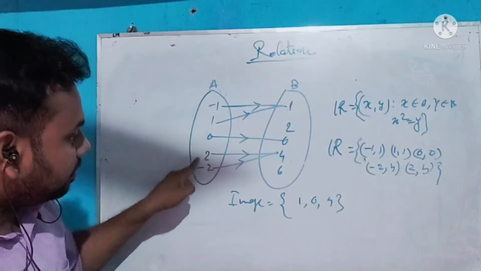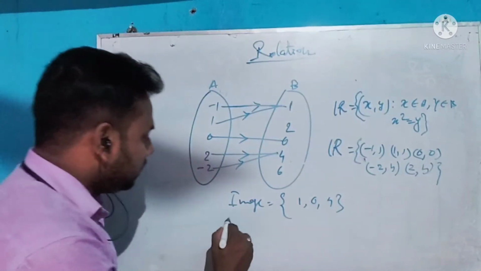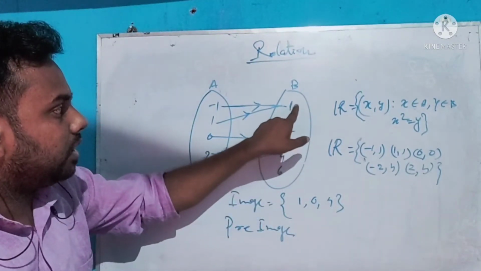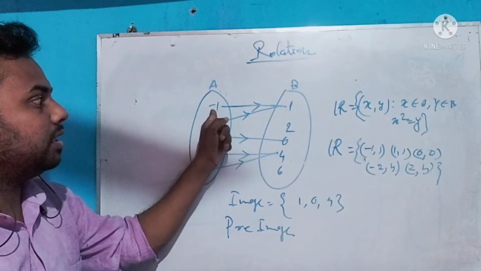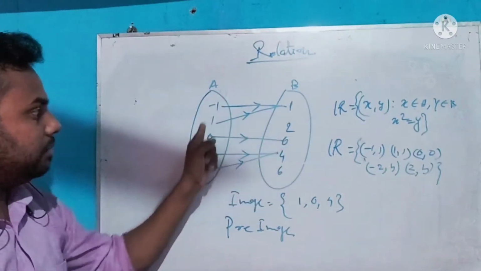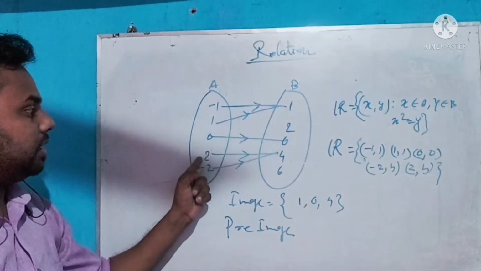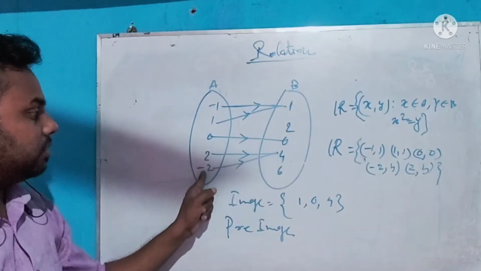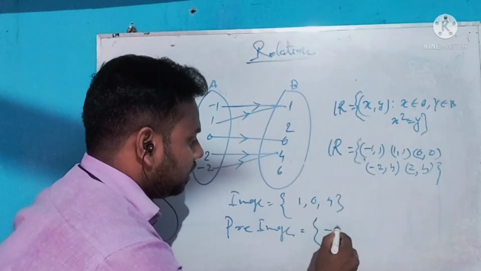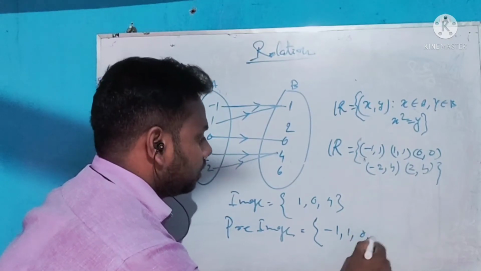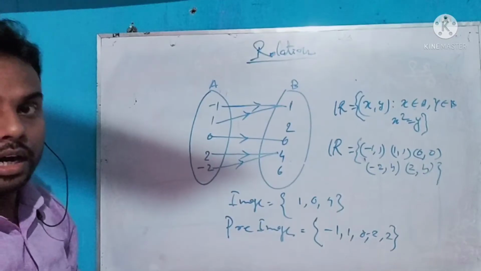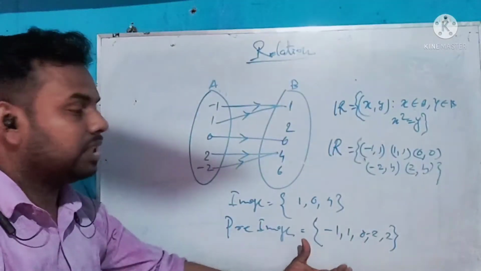So what are the elements of this called? These are called the pre-image. This is the image, and this image's pre-image is minus 1. 1's pre-image is minus 1 and plus 1. 0's pre-image is 0. 4's pre-image is 2, and 4's pre-image is minus 2 also. So all the elements of set A are called the pre-images of the relation R. Okay, is it clear? Image and pre-image.